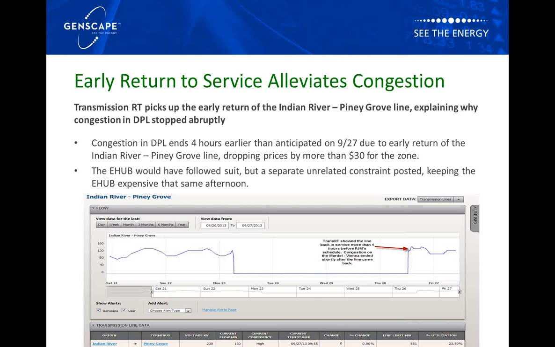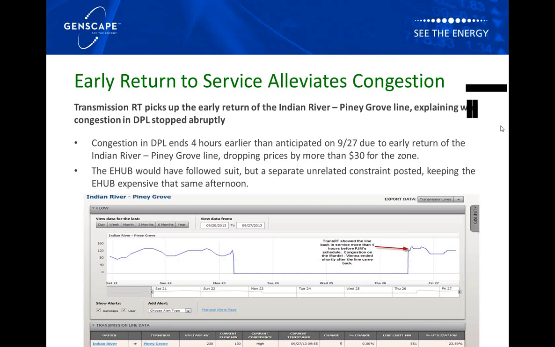The first opportunity that we saw on the PJM side, and a lot of our customers were able to identify this as well, was in the Delmarva Peninsula region. As many of you that look at PJM know, that can be a very sensitive area, and when the lines congest down there, the DPL zone as well as the East Hub itself have significant separation from the remaining zones and hubs in PJM. What a lot of our customers and our analysts here at Genscape were able to do using the Trans-RT service was monitor the Indian River to Piney Grove line, which had gone on outage.